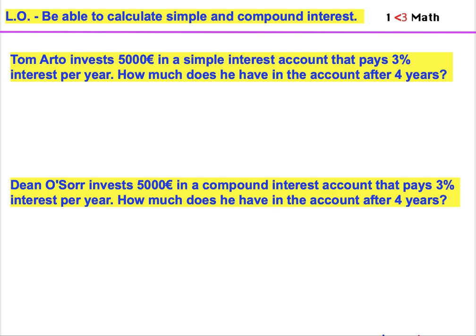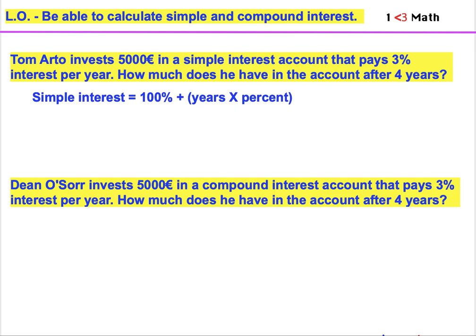Now the first question says, Tom Arto invests €5,000 in a simple interest account that pays 3% interest per year. How much does he have in the account after 4 years? So what we've got to do is think about how simple interest is calculated. Now, simple interest is basically years times percent, but we're going to add that onto 100% because your original amount, your €5,000 in this case, is your 100%. And he's going to get some more money because that's what interest is.